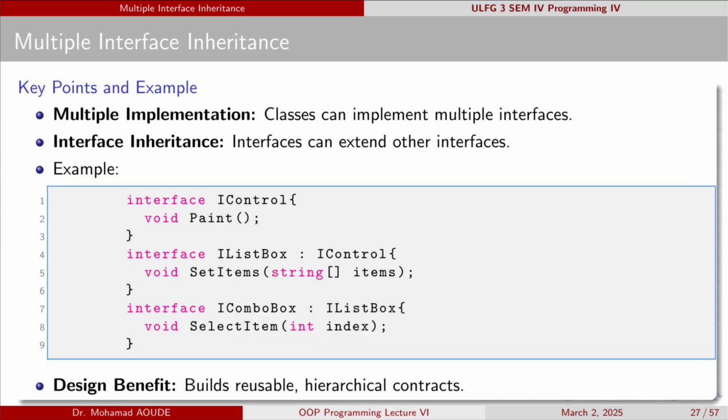In C#, classes can't inherit from more than one class, but they can implement multiple interfaces. Interfaces can also inherit from other interfaces, forming a hierarchical structure. In the example here, IComboBox inherits from IListBox, which inherits from IControl. A class implementing IComboBox must implement all methods from the entire hierarchy. This enables layered behavior contracts, a powerful design strategy.